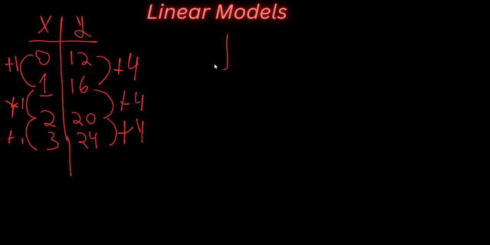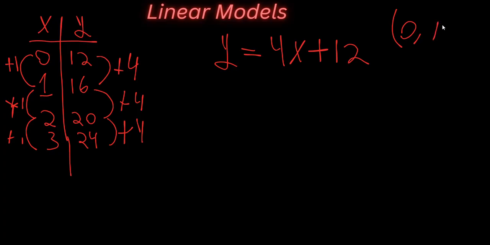All right, so we can write this as y equals 4x, because we rise 4. And what is our y-intercept? Well, it's 12, because our y-intercept occurs when x equals 0, and when x equals 0, y equals 12. So here is our linear equation given this table. Tables often hide equations. We uncover them.